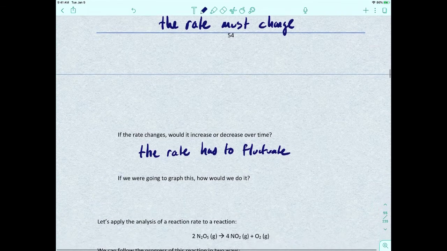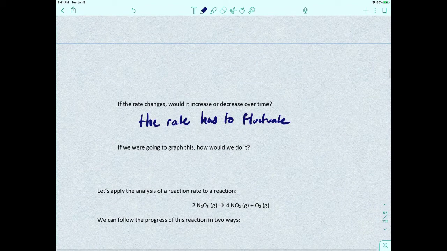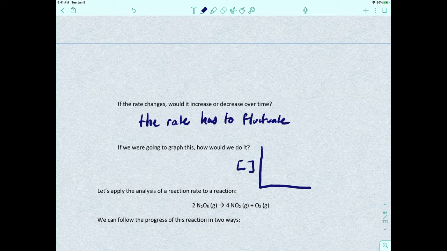Okay, so if we were going to graph this, what would the graph look like? It would look something like this. Let's say I draw a simple graph: on the y-axis, I'm going to put concentration, so I'm going to put a pair of brackets. On the x-axis, we're going to have time. The graph would start at a point where we've got everybody in the room, and eventually, at some point, that curve is going to hit 0.